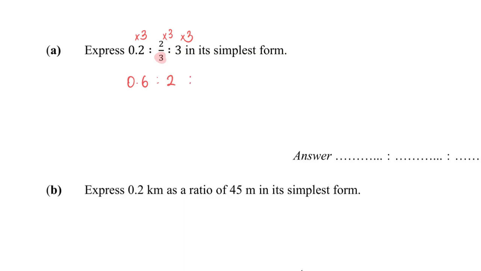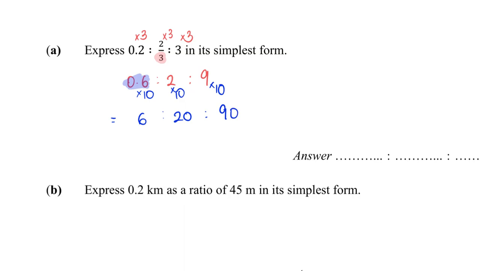After you multiply all by 3, now we are only left with the decimal. One decimal place. What do you think I should multiply all the quantities by so that I will no longer see a decimal? Yes, 10. And this will give me 6 is to 20 is to 90.